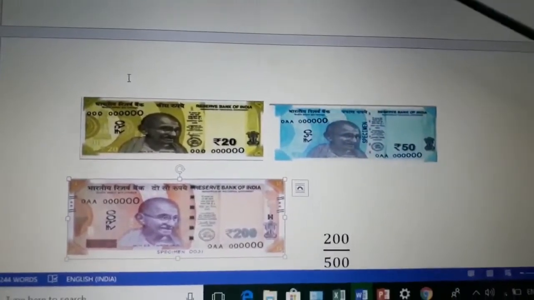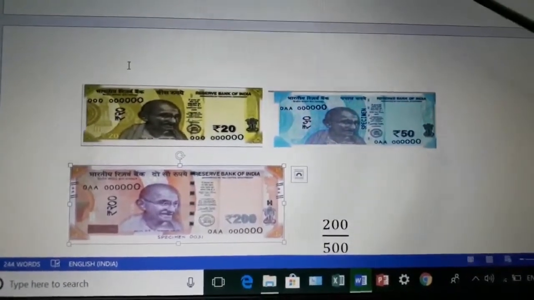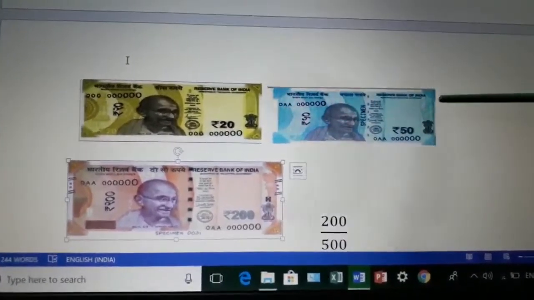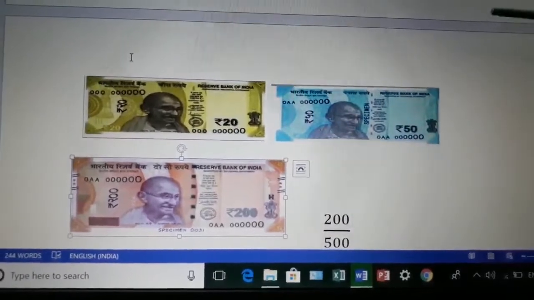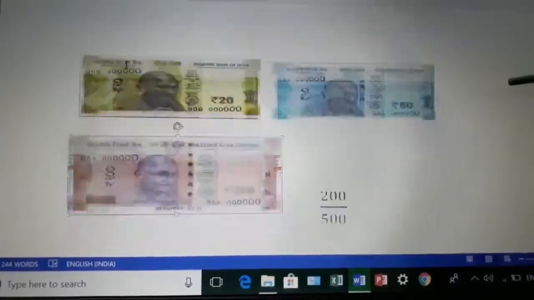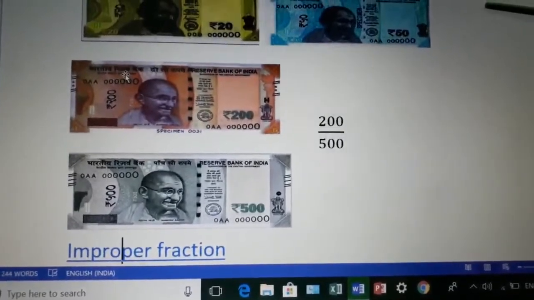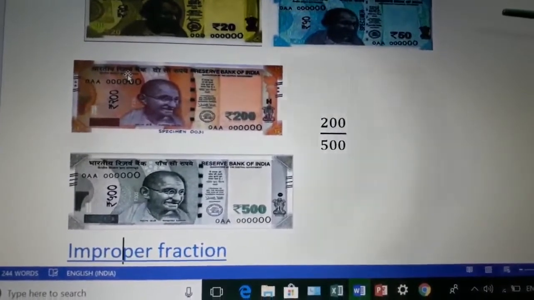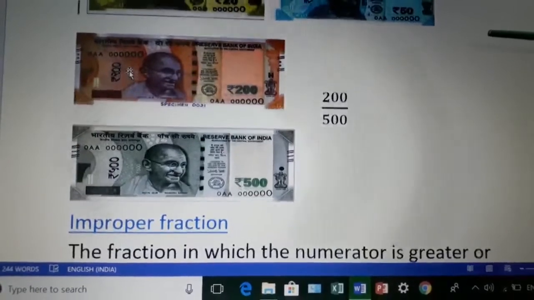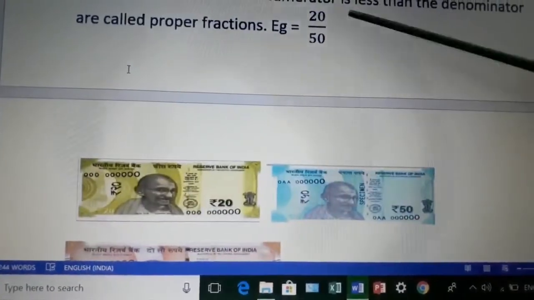So remember that when your numerator is smaller than your denominator, these fractions are called as proper fraction. 20 upon 50. 20 is your numerator and 50 is your denominator. So 20 upon 50 is your proper fraction.